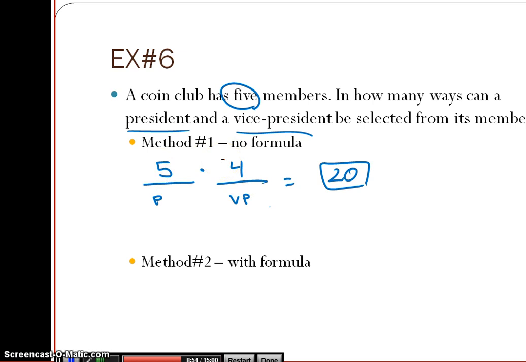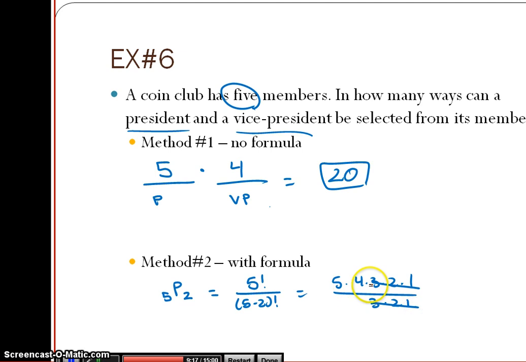Method 2 would be using the formula. You have 5 people and we want to know how many permutations of 2 there can be. So with this, just plugging it into the formula, that's 5 factorial over 5 minus 2 factorial, which is 5 times 4 times 3 times 2 times 1 over 3 factorial, 3, 2, 1. Those cancel off with 5 times 4, which is what we had, or 20. So it's really just the same thing.